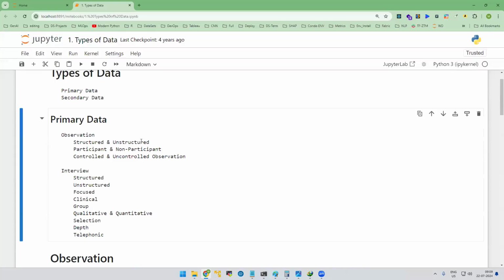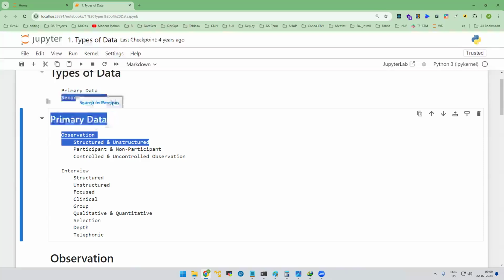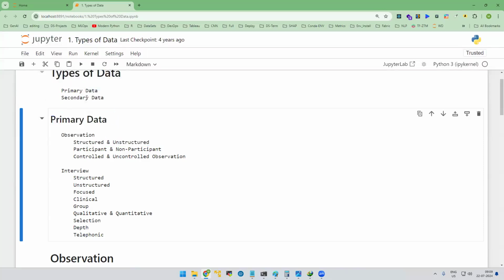Any questions on this part? I hope this is clear. So what is primary and secondary, and what is observation and interview? Interview is directly involving yourself in it. Observation is like a third person. And we're discussing the observation category, structured and unstructured. Any questions on structured and unstructured? No, sir. The next one is participant, non-participant.